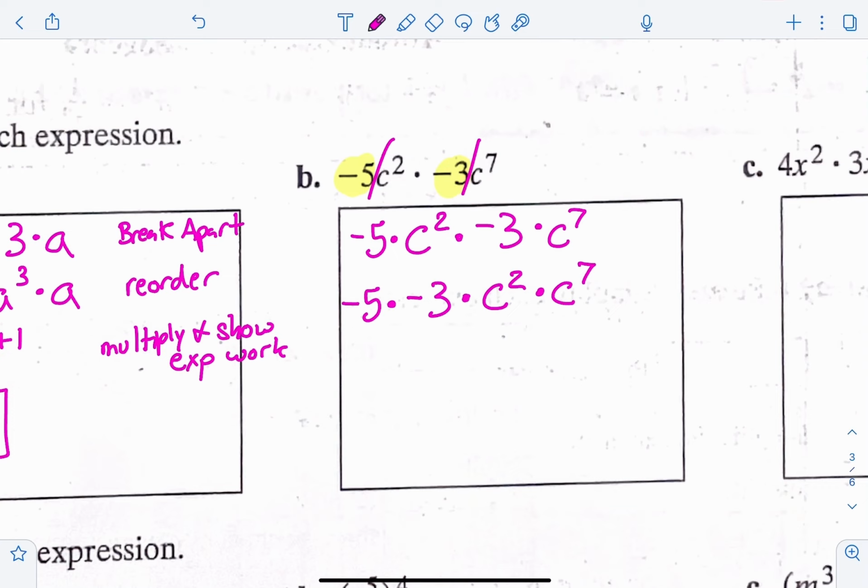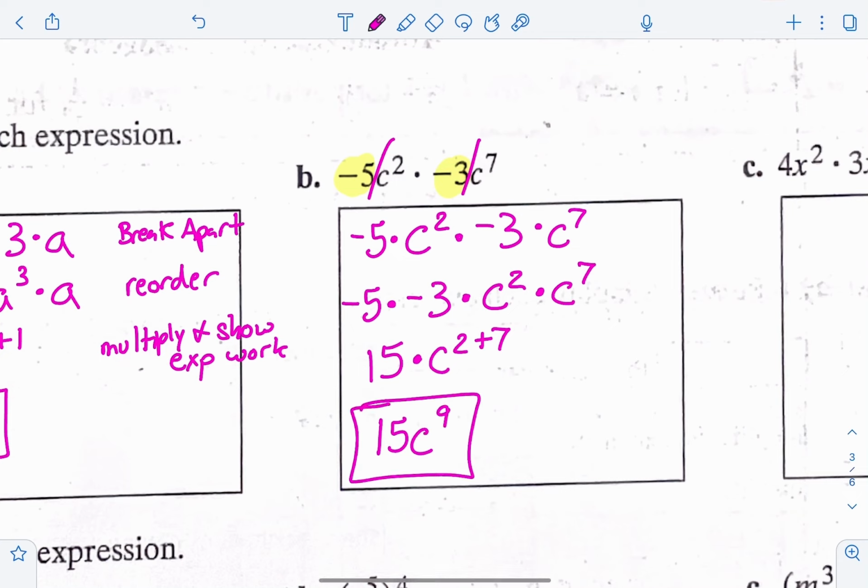So I end up with -5 times -3 is a +15, because we had a negative times a negative, times c to the 2 plus 7, okay, because I show my work for the exponents. Then I'm going to combine all that, right? I'm just going to have 15c to the 9 as my final answer. Again, noting that in the final answer, there is not a dot between those, because when you have a number next to a variable, the multiplication is implied.